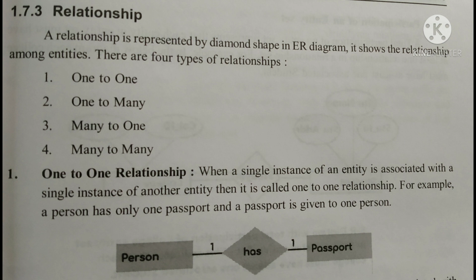Many to one relationship. When more than one instance of an entity is associated with a single instance of another entity, then it is called many to one relationship. For example, many students can study in a single college, but a student cannot be studying in many colleges at the same time. This is the many to one relationship.